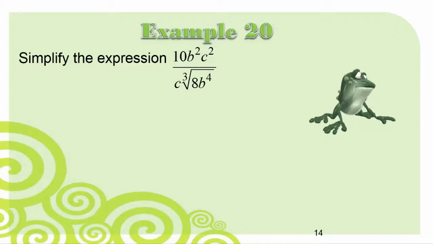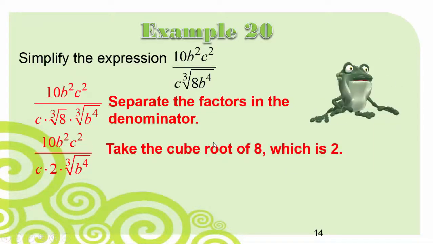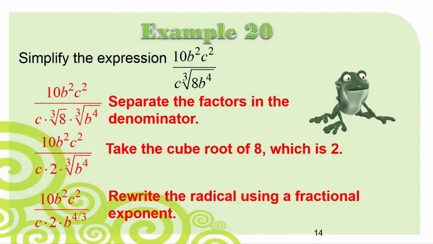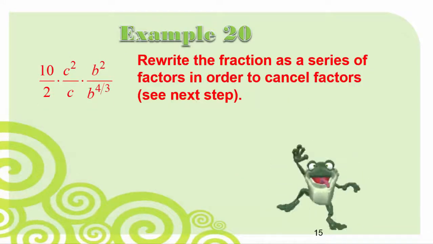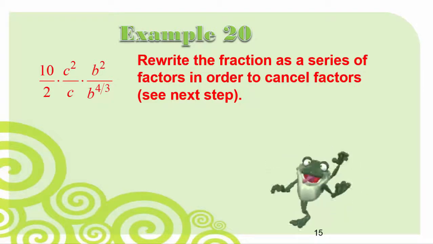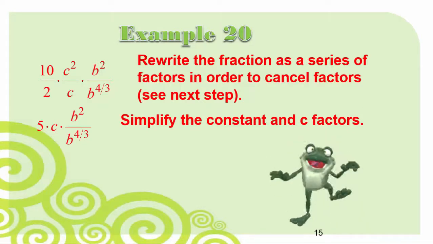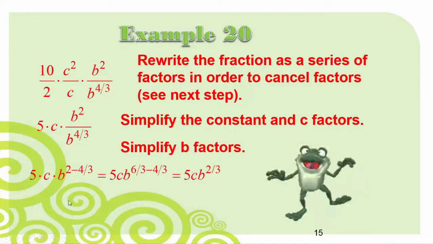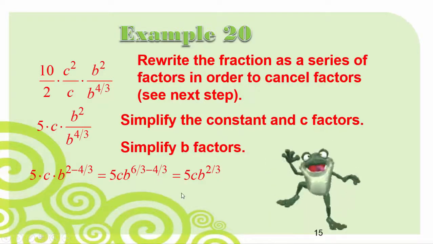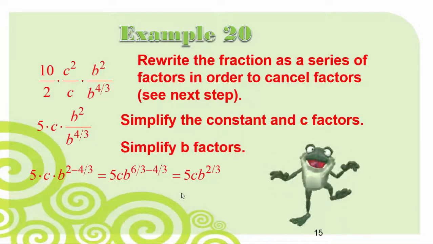Reviewing what we just did in example number 20, we separate the factors in the denominator. Then we take the cubed root of 8, which is 2. We rewrite the radical using a fractional exponent. We rewrite the fraction as a series of factors in order to cancel factors, and here we do it. Simplify the constant and c factors, and simplify the b factors till we finally get 5c b to the 2/3 power, and that's our final answer.